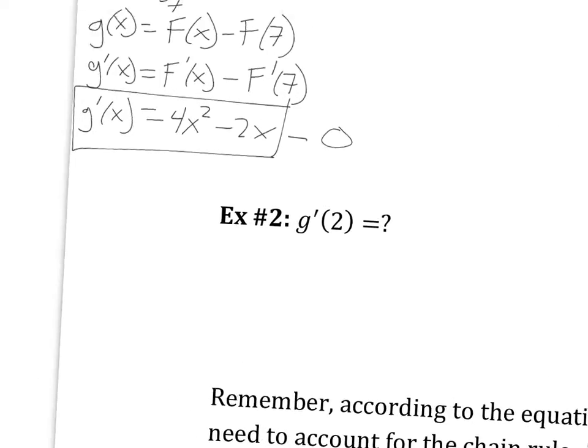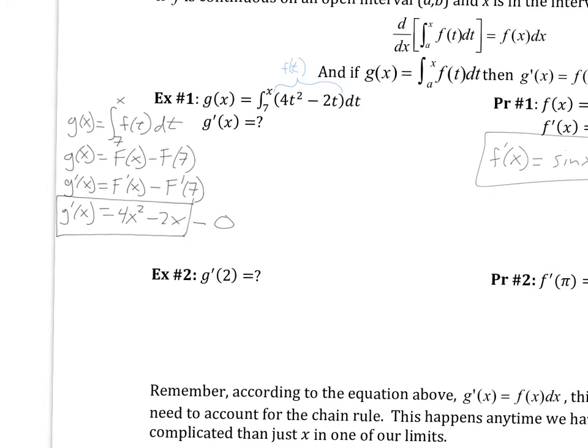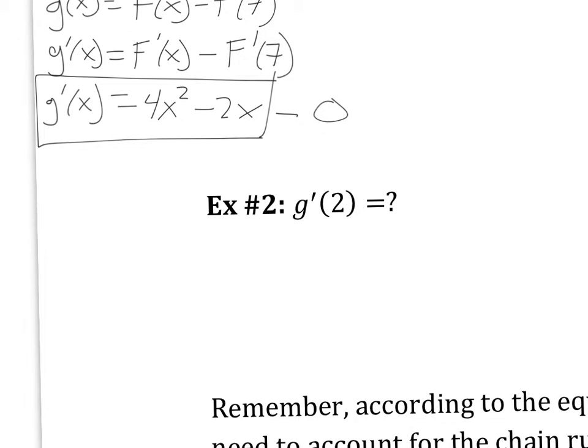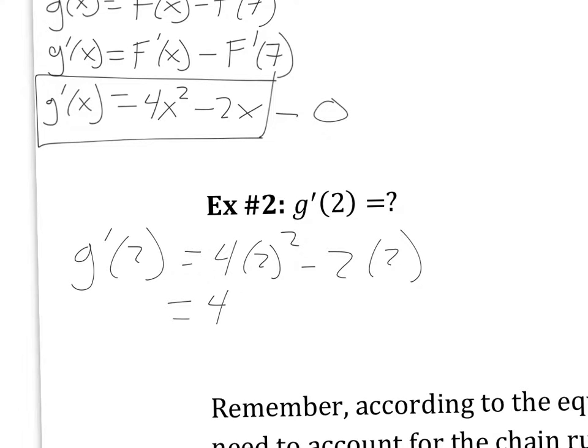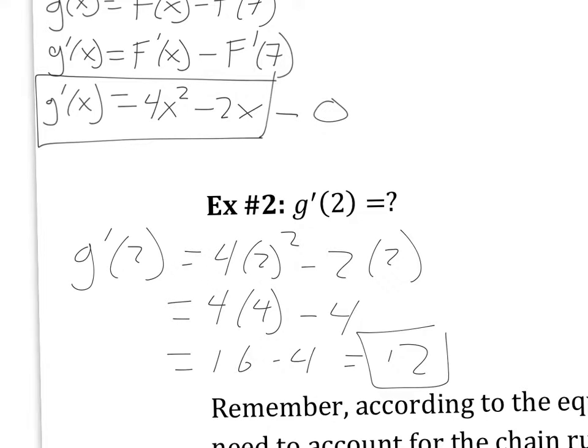So in the second part here, now they're just asking you to evaluate, and this is actually what they're going to have you do on the exam. It's not just do this. You're going to have to come up with the equation and then actually evaluate. So let's go ahead and do that. G prime of 2, what would that be? It'd be 4 times 2 squared minus 2 times 2. This would be 4 times 4 minus 4, or 16 minus 4, which is 12. So that's easy enough.